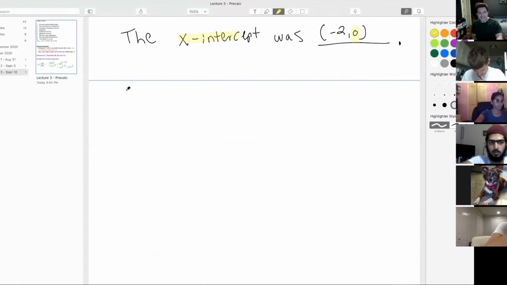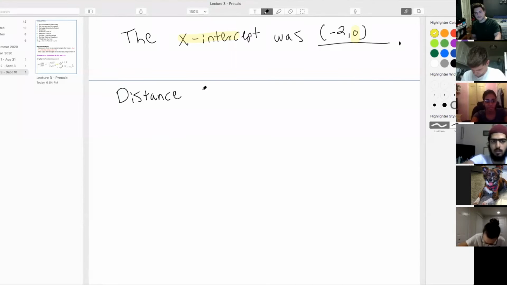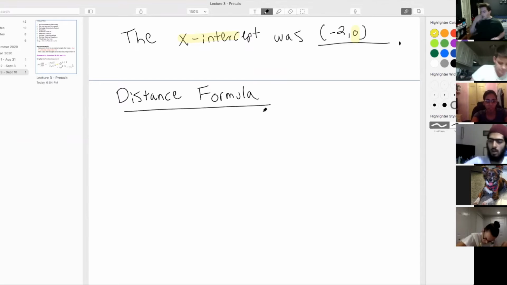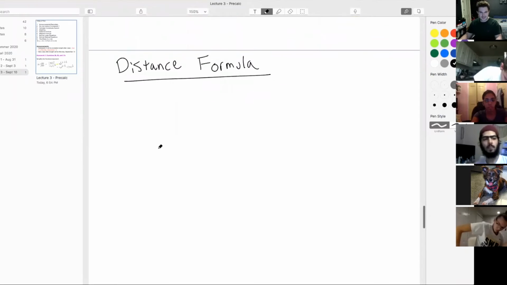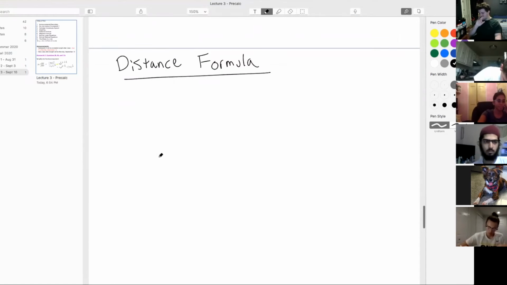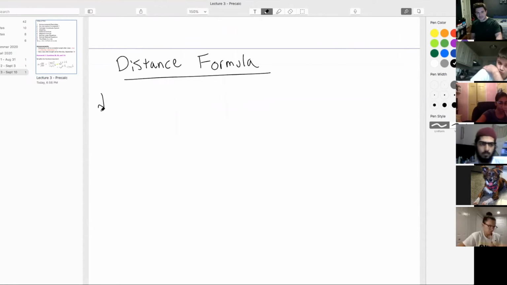Okay. So next thing we'll do is the distance formula. I was going to go into some geometrical argument as to how you get the distance formula, but in the interest of time, I think I'll skip that. So let's just get straight to the definition, and then I'll maybe explain it verbally.